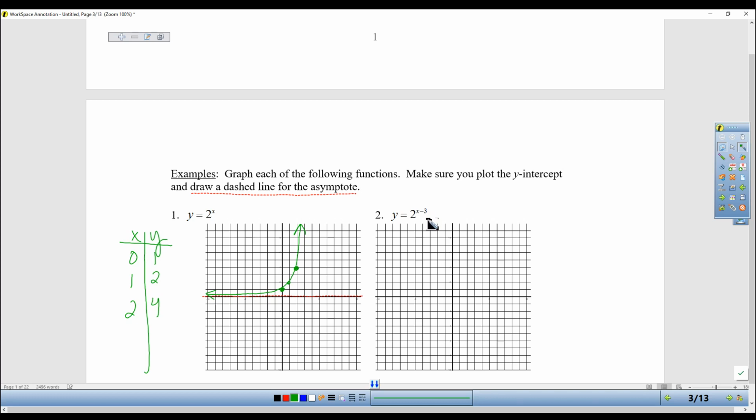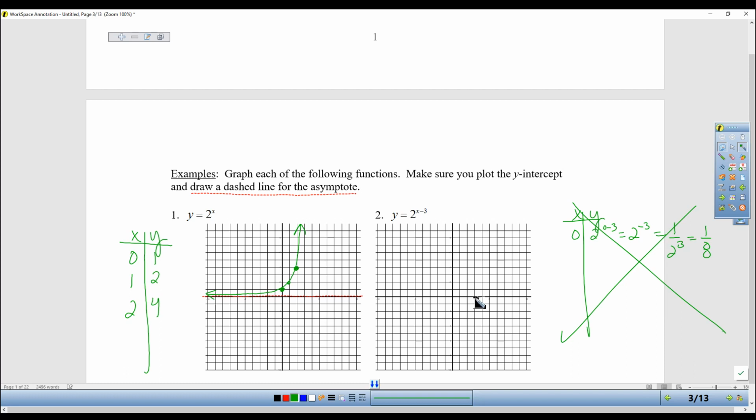This one's going to be the same points. I really cannot stress enough that I do not recommend that you make a new table where you do 0 and then do 2 to the 0 minus 3, 2 to the negative 3, 1 over 2 to the 3, 1/8. It's just not practical. Instead, keep your same table and just move it 3 to the right.